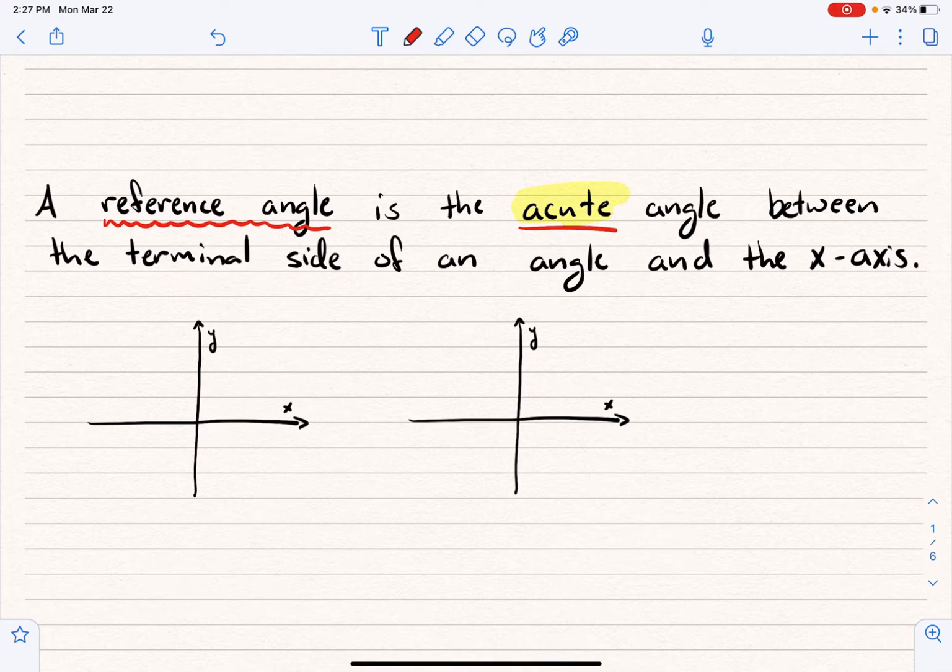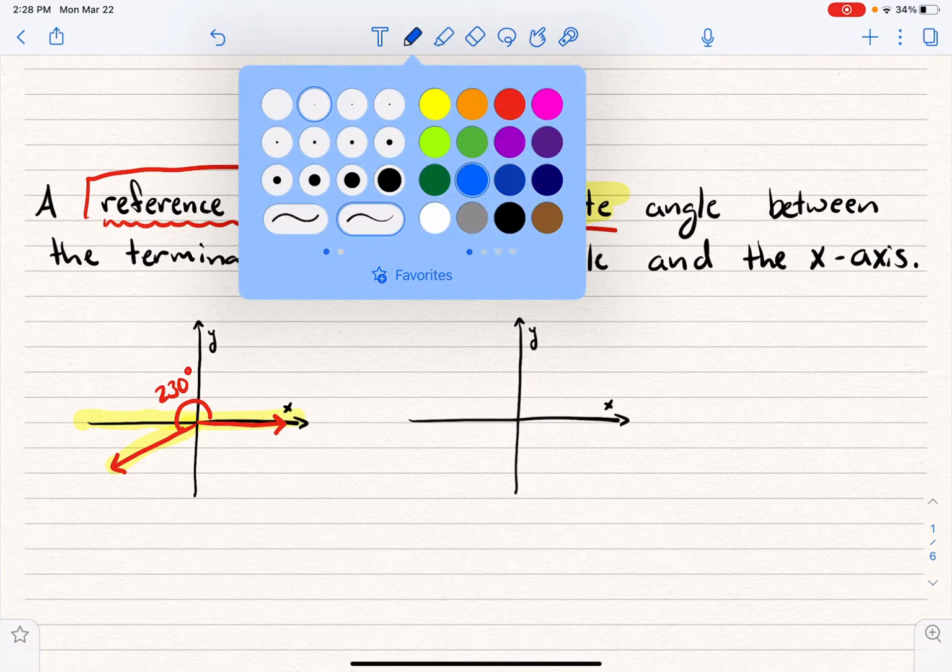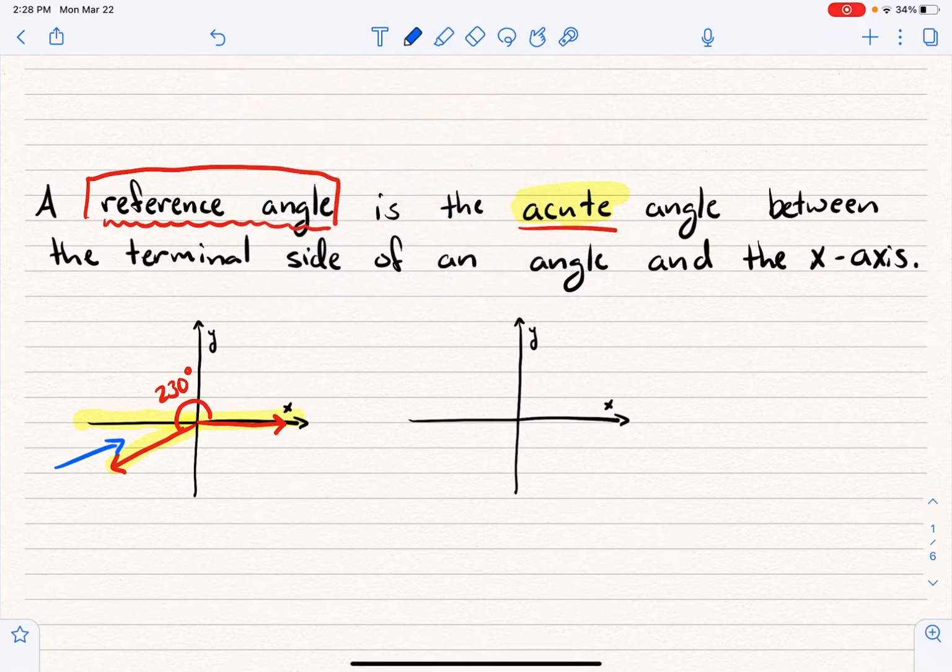So for instance, if I drew an angle in standard position, it was right here. So of course, this is the initial side, and we're saying, boom, this is the terminal side in the third quadrant. And what if I told you that that angle was 230 degrees? The question is, what is the reference angle in that case? Well, the reference angle is the acute angle in between the terminal side, okay, so this is the terminal side, and the x-axis, and this is the x-axis. So I'm looking for the acute angle in between those two things. I'm looking for this angle right here, okay? And so the question is, how big is that?